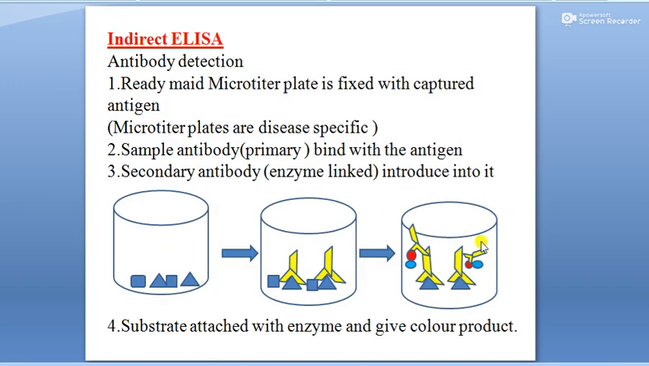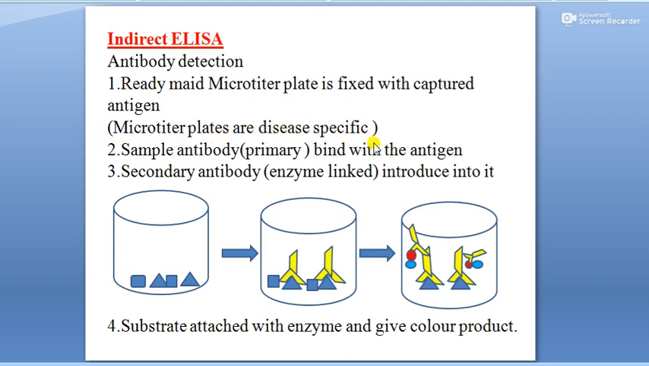Let's see the indirect ELISA. It is specially designed for antibody detection. First of all, we need a ready-made microtiter plate which is already fixed with the capture antigen. That means for specific types of antigen there is a specific type of microtiter plate. That's why we call this a ready-made microtiter plate.